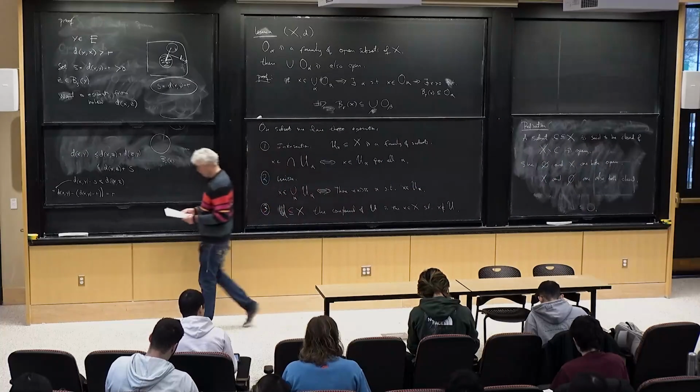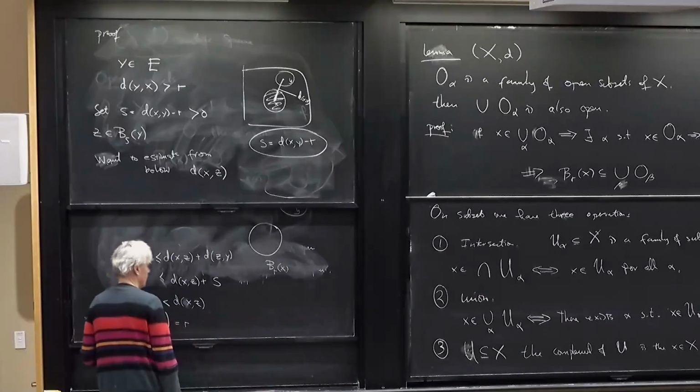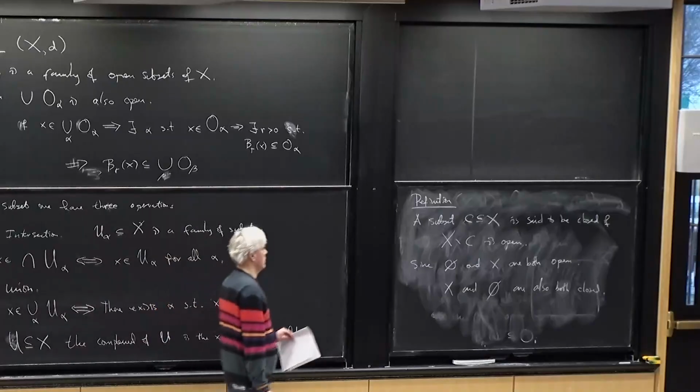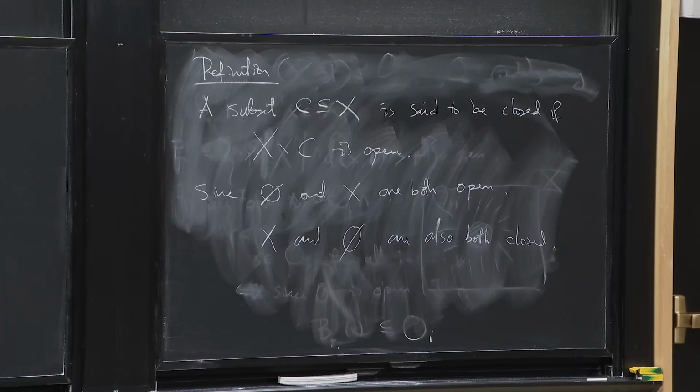Now, right, so now there is another way. You could have defined a closed subset another way. And this is because you have the following statement here.